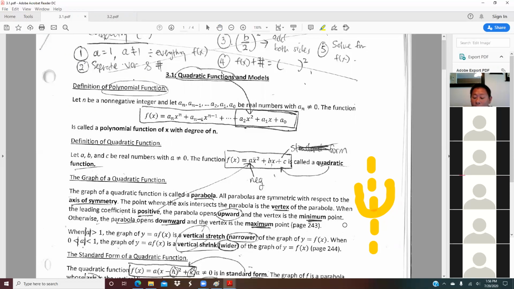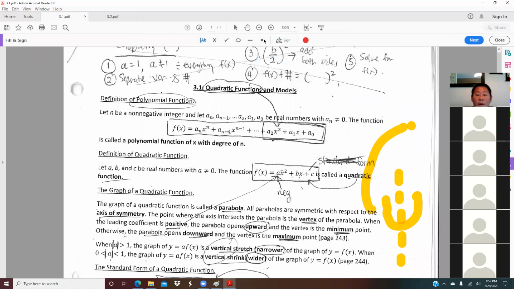And this point underneath here is called the vertex. This is called a vertex. And this parabola is going open upward.